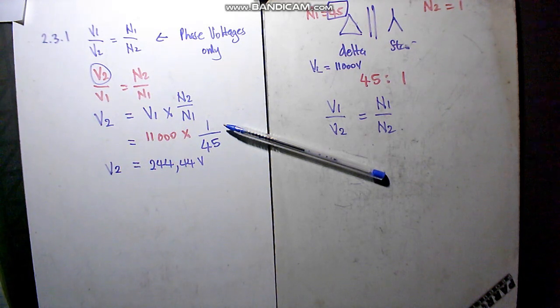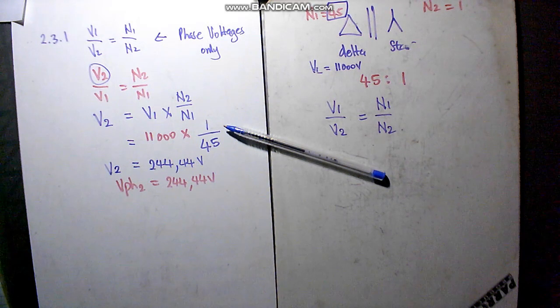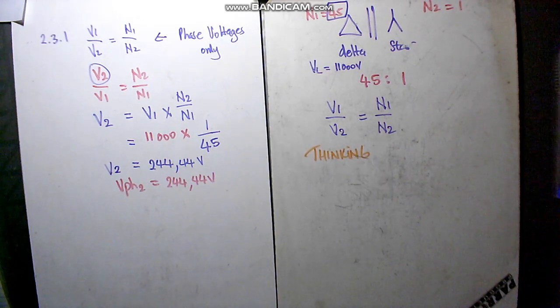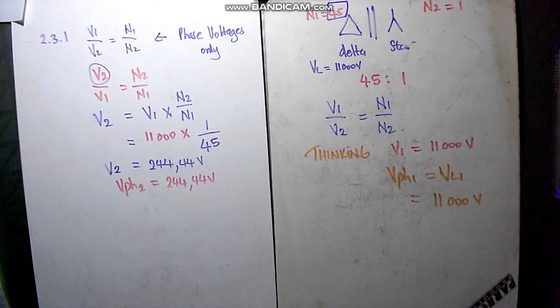This will be a phase voltage. Why? Because the formula only works with phase voltages. So if you put phase voltages in, you will get phase voltages out. Maybe you're thinking and saying, but we used a line voltage in the formula. Notice we have a delta system on the left hand side, on the primary. Remember with delta, the voltages are the same. So the line voltage and the phase voltage is 11,000. So we used a phase voltage in the formula.